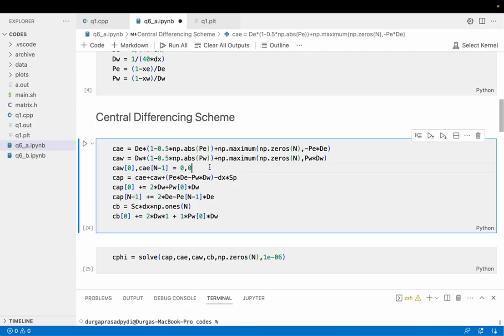whenever you are on the west boundary, I mean the left boundary, that is your 0, I am making CAW to be 0, and when I am on the east boundary, I am making the n minus 1 to be 0. And AP is essentially sigma A and B plus this is your FE minus FW, and then you have SP times delta X term.